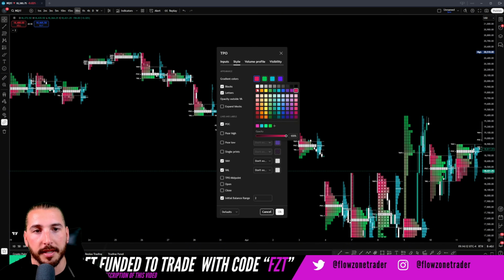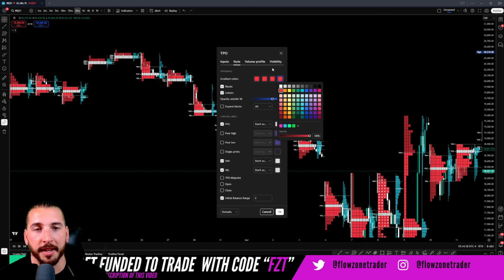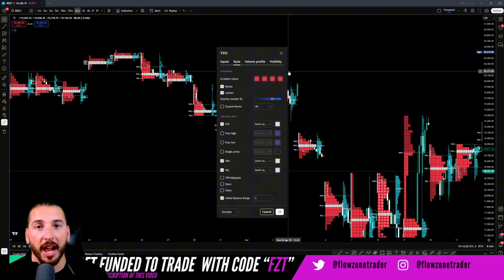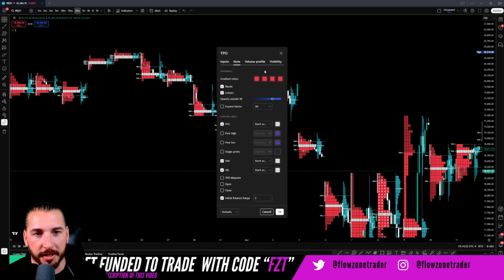The first thing I like to do is put all my gradient colors to red. I don't want to see the gradient colors. I'm really not interested in having an absolute cluster of colors on my charts. Nice and clean, nice and simple. I like to pull the opacity down for what's outside the value area so I can clean it up. Normally I take value area high and value area low off, but for the sake of teaching you, I'm going to leave it on for today, and we will leave everything else as is.